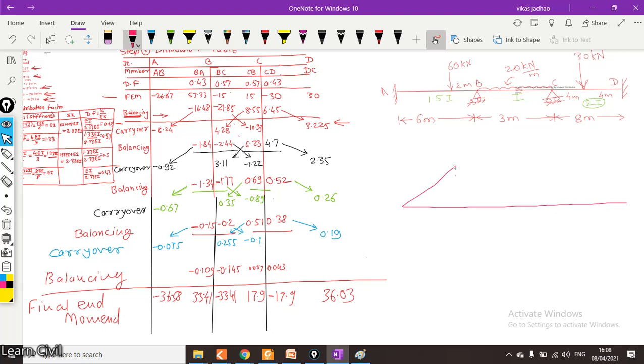That is WAB divided by L. Then for span BC, the curve will be parabolic, and the value will be WL square upon 8. So we have W equal to 20 into L is 3 square, divided by 8. So this value will be 22.5.